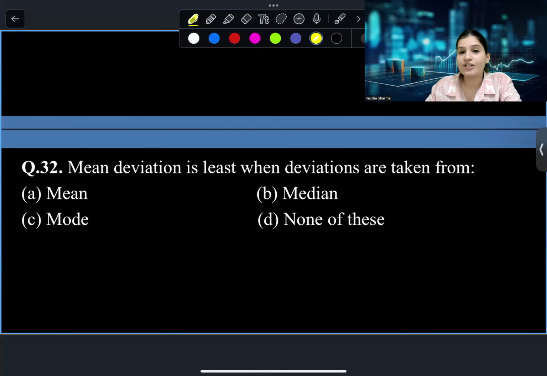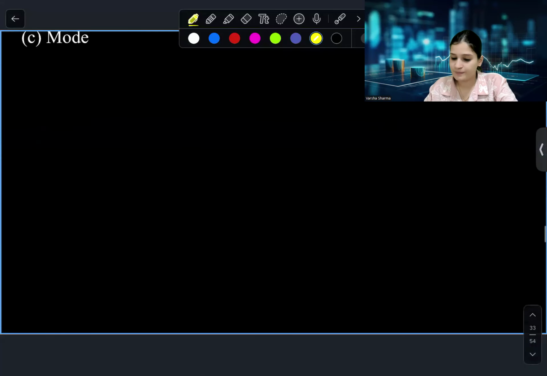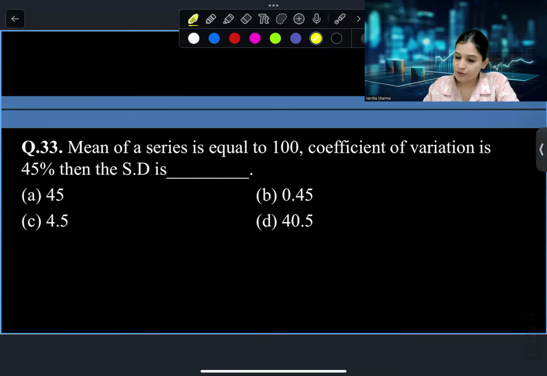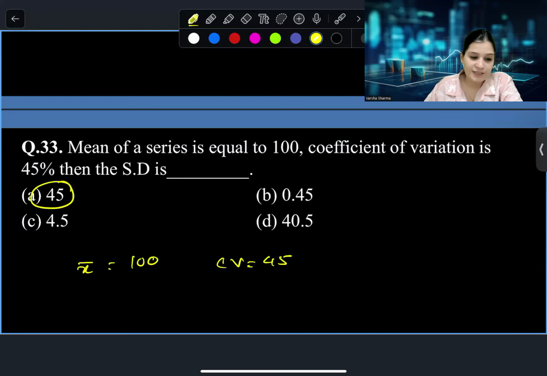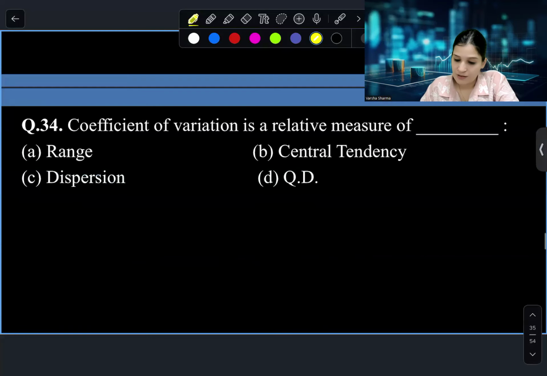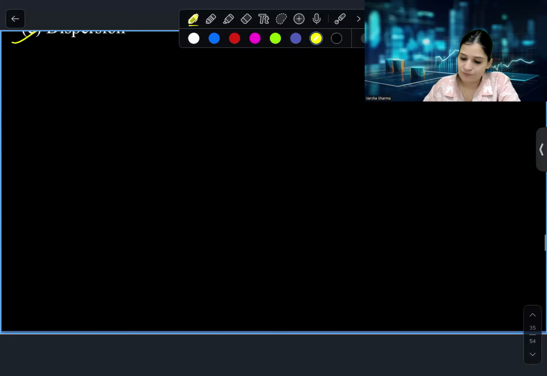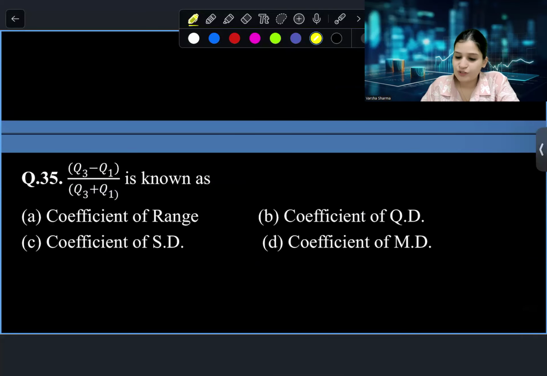Mean deviation is least when deviations are taken from the median. I don't know when it will be highest, but minimum will be when calculated from median. Mean of a series is equal to 100. It's again repeated. CV is 45, so standard deviation will be 45. We just did the same sum. Coefficient of variation is a relative measure of dispersion. Q3 minus Q1 by Q3 plus Q1, only into 100 is not done, so we can write it as coefficient of quartile deviation.